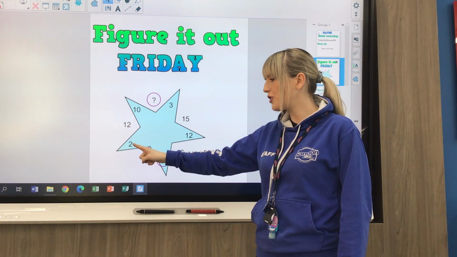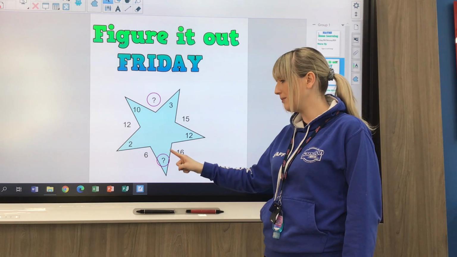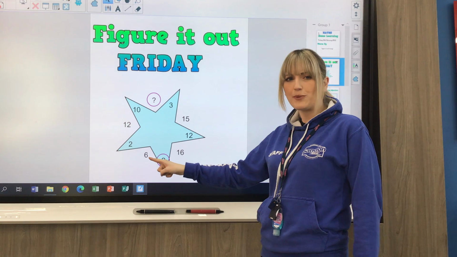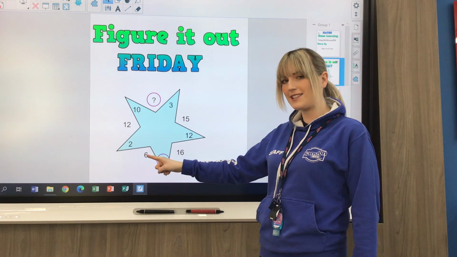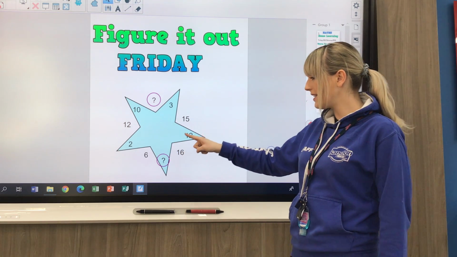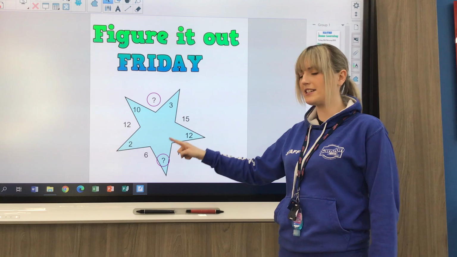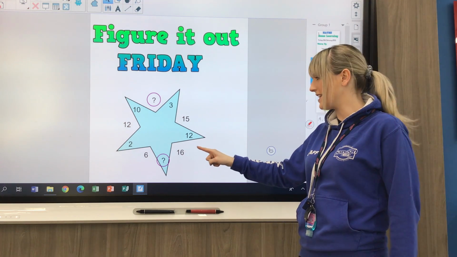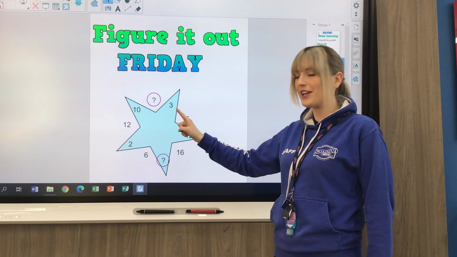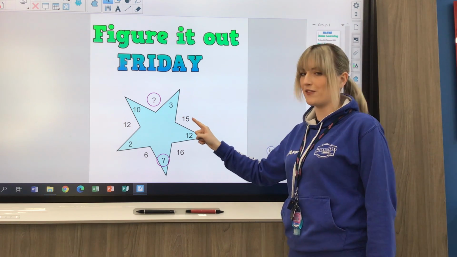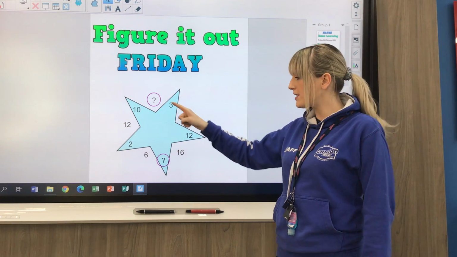Okay, then I've got 2 and something on the inside, so we've got a missing number, and on the outside we've got 6. So 2 and what makes 6? Okay, I've got 12 and something on the inside, and on the outside I've got 16, and then here I've got 12 and 3 on the inside of the star, and it's given me 15. So you've got 2 missing numbers to find.